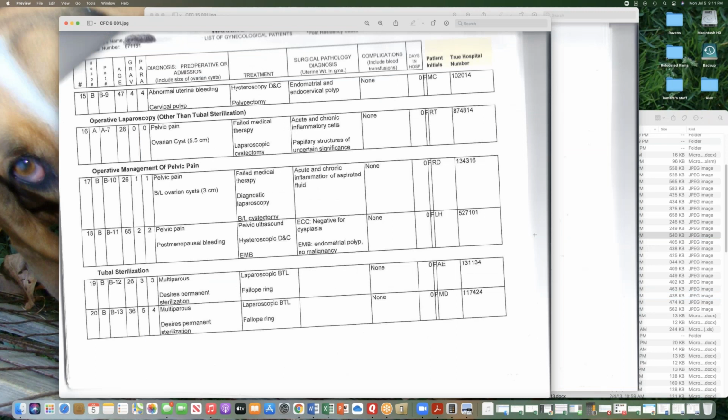Yeah. So I thought the pelvic ultrasound in standard treatment shouldn't be on the preoperative or admission diagnosis, like the information, and then just the treatment for hysteroscopy D&C. Yeah, so that's true. The pelvic ultrasound for patient number 18 would normally be recommended to go under the pre-op diagnosis. You're absolutely right. Okay. Same thing with the failed medical therapy for patient number 17 and 16. Those really should be under the pre-op. Good call there.